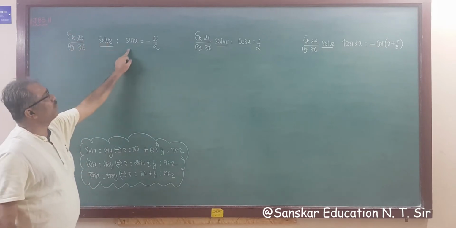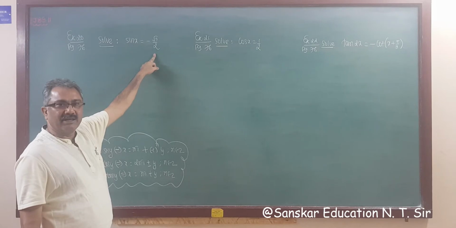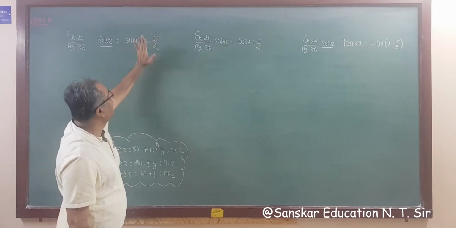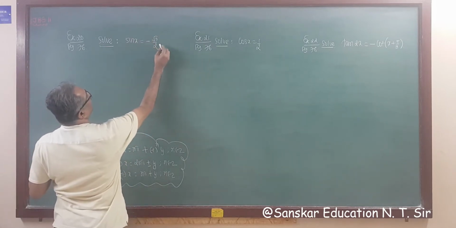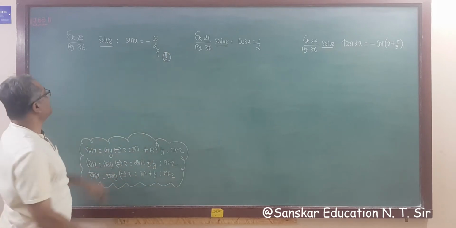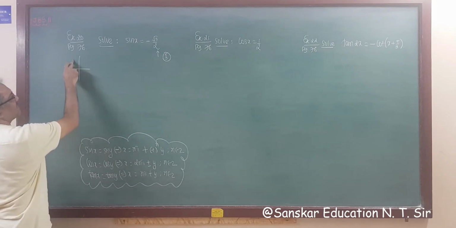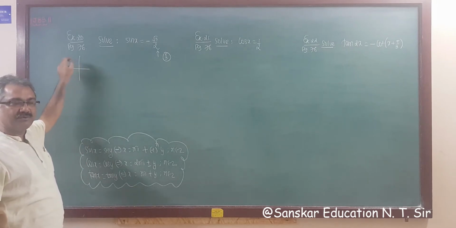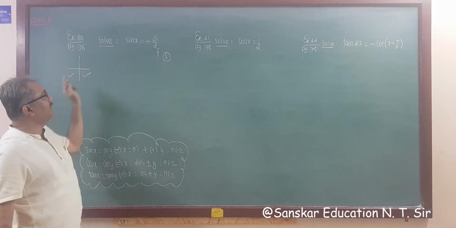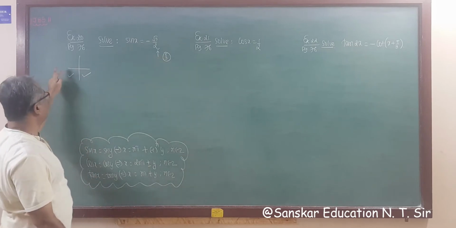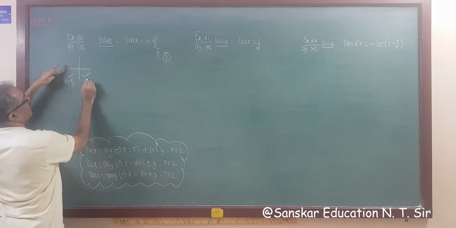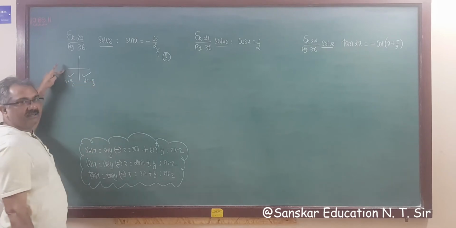So it is given sin x is equal to minus root 3 by 2. So sine is negative, and this is the value for sine 60, that is pi by 3. So this is the value for pi by 3, and sine is given negative. Sine is negative in the third and fourth quadrants. In the first two quadrants sine is positive, in the second quadrant sine is positive. So sine is negative here, and this is pi by 3. In the third quadrant it is pi plus pi by 3, right? And this is 2 pi minus pi by 3 as we discussed, right?